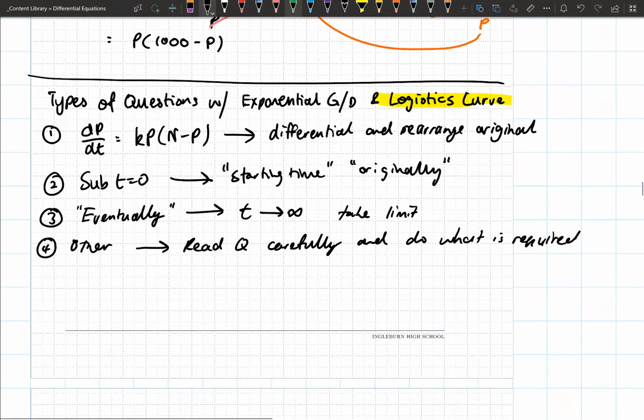The first three are fairly standard questions, and I've highlighted the yellow one because it only applies to differential equations. Often we want to differentiate, rearrange, and then put our thing back in. Then the other bits are sub in t = 0, sub in t = infinity, and then there are some other questions where we need to rearrange and do things differently.